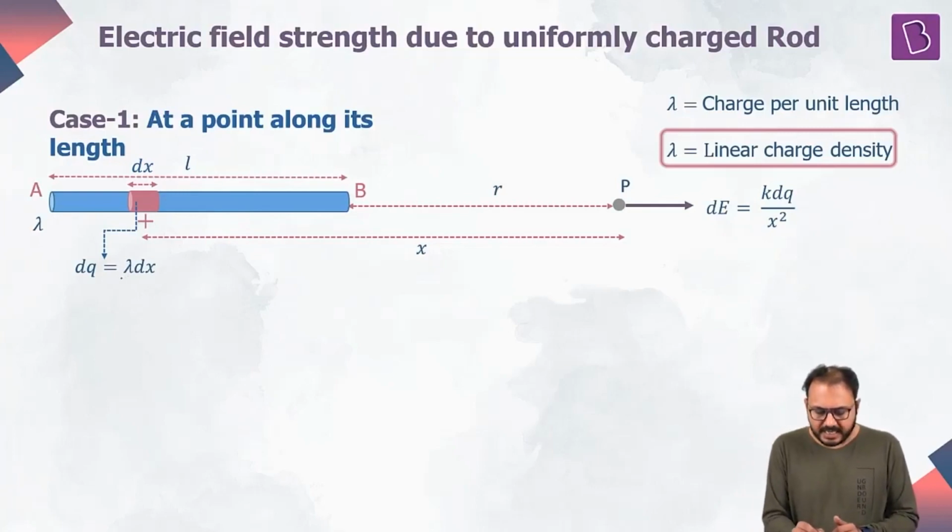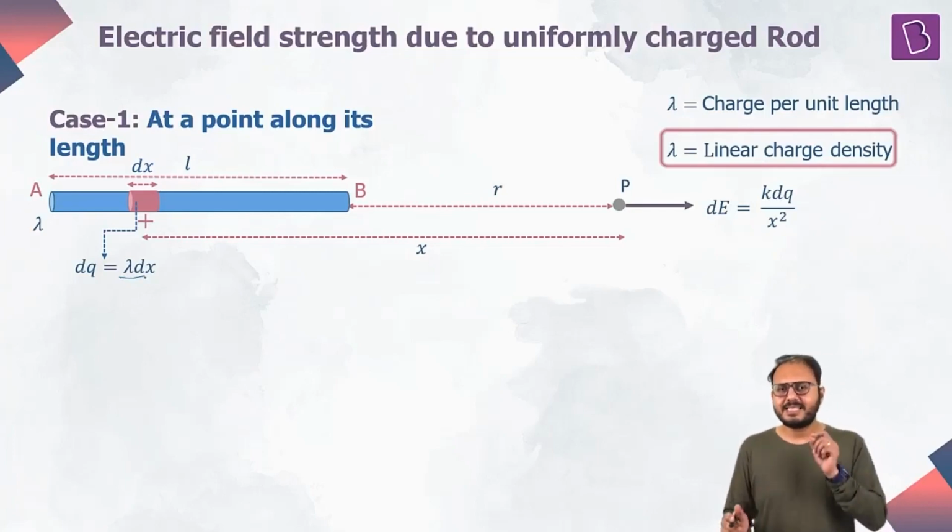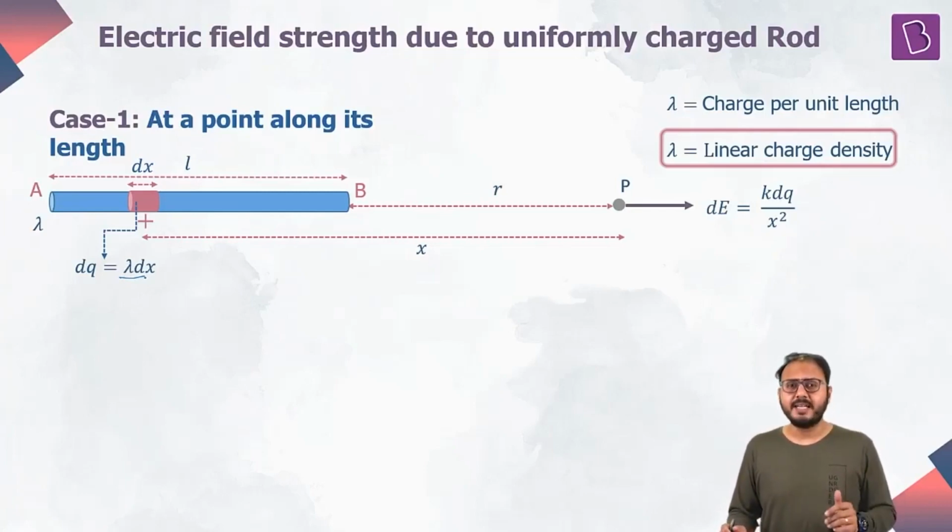So if dq is lambda dx, find out the electric field due to this dq. Is this dq a point charge? No, sir, it's not a point charge. It's of length dx. A length is not a point. I know that, but that's what the calculus helps you for. Point has no dimension. So what do we do?